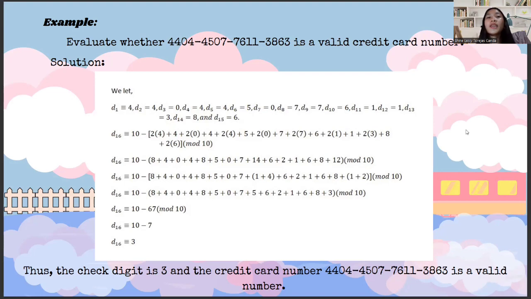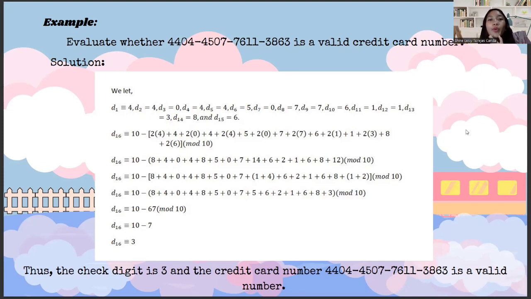And after adding, we can see that there are 2-digit numbers. So instead of 2 digits, we will treat each as 1 digit. So to make it 1 digit, we are going to add 1 plus 4 and 1 plus 2. So 1 plus 4 becomes 5. Instead of 14, it becomes 5. For 12, instead of 12, we add 1 and 2, which becomes 3.